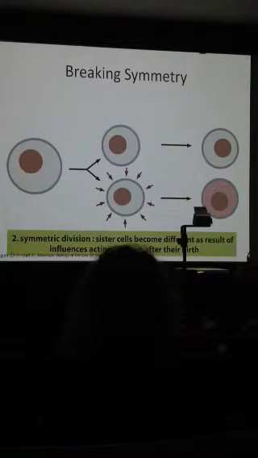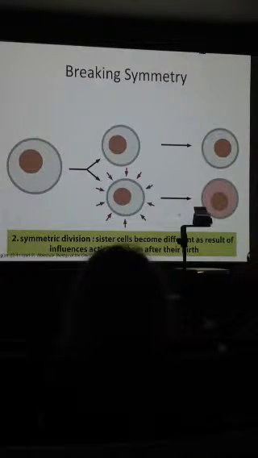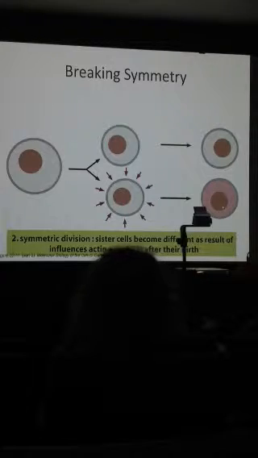The other way of breaking symmetry is by having different environments. So the idea is that, again, you've got your mother cell, you've got two identical daughter cells, but this daughter cell is in a slightly different environment than the other one. It's being impacted by whatever factors are here, and that causes that cell to be slightly different. So again, breaking symmetry is all about going from one cell to two different cell types.